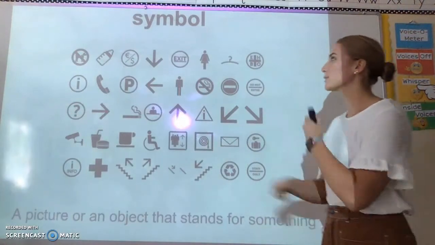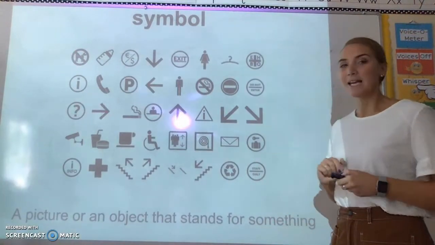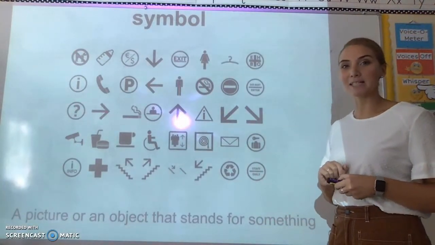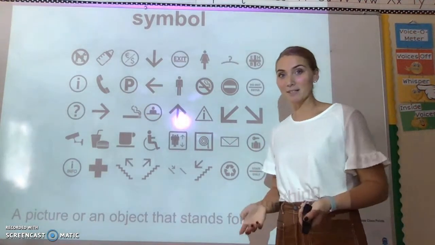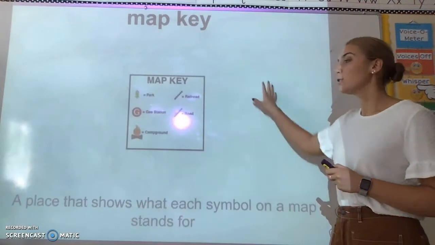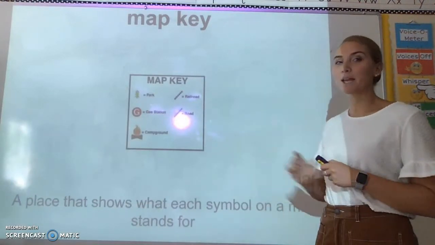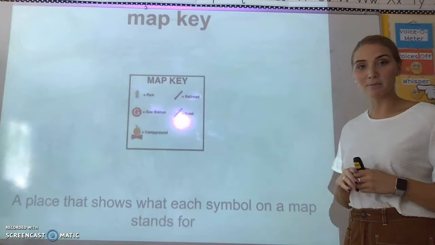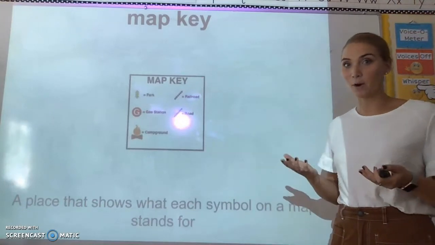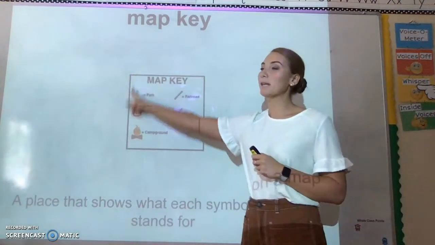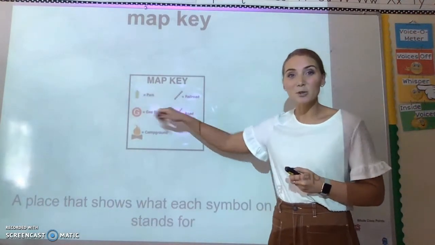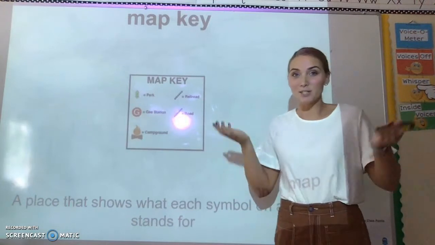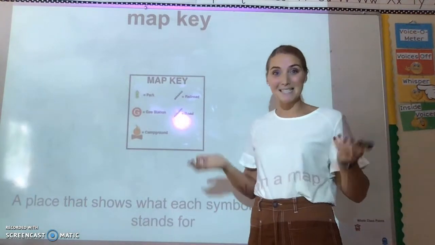So, as a review, a symbol is a picture or an object that stands for something. It means something else. Your map key is the place that shows what each symbol on a map stands for. So in your map key, you will have your picture, and then you will write the word for what it means. What does it stand for?